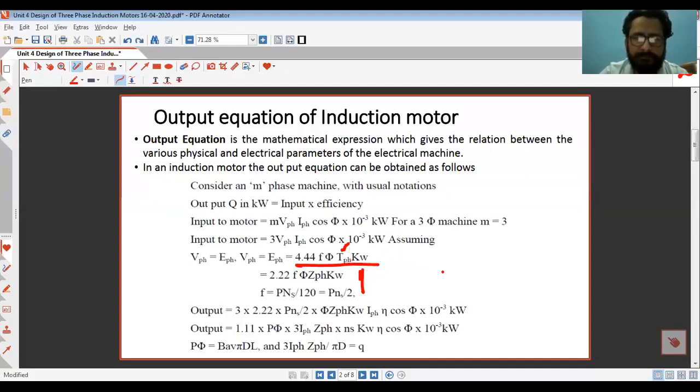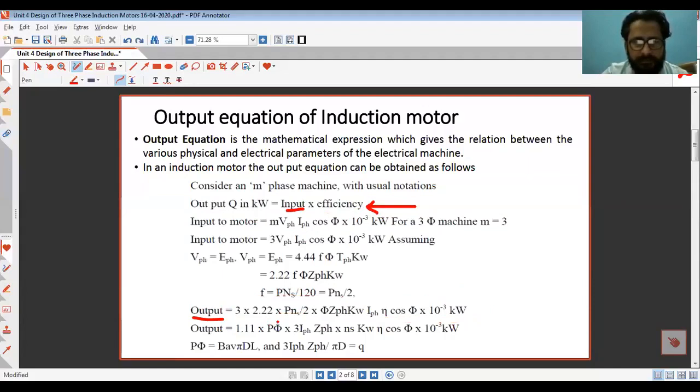So from here you have this value. And the frequency is basically P ns by 120, where NS is the synchronous speed in RPM, rotations per minute, and small ns is basically in RPS, rotations per second, right? So the output kilowatt will be equal to, by substituting the values here, sorry, in this equation, the input to the motor into efficiency. So by multiplying and putting all the relevant values here, you'll get this equation.